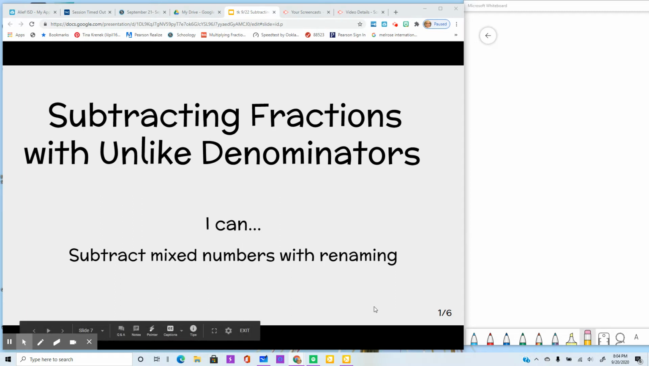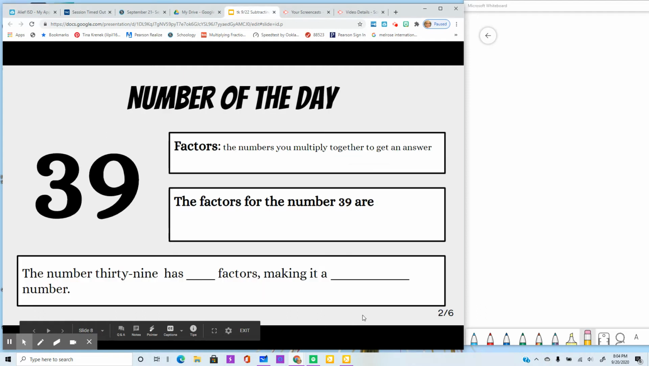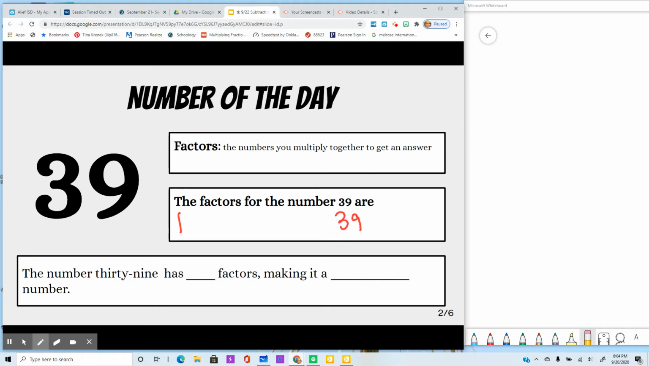So let's continue working with subtracting mixed numbers with renaming. First of all, our number for today is 39. What are the factors for 39? So of course we have 1 and 39. And 39 is an odd number, so it won't divide by 2. We can check if it divides by 3. And we get 13, so 3 and 13.